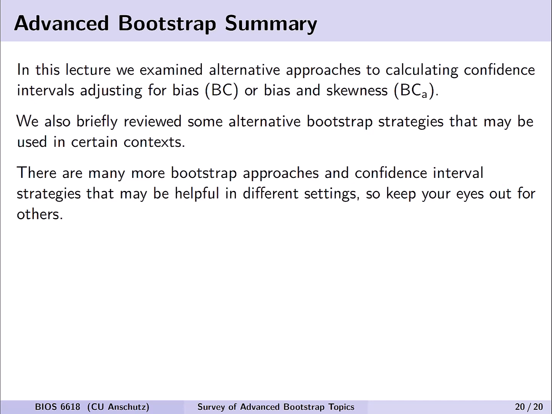So in this short lecture, we examined alternative approaches to calculating confidence intervals, including adjusting for bias and skewness. We also briefly reviewed some alternative bootstrap strategies that may be used in certain contexts, and oftentimes we'll have software available that you can find by searching in R, SAS, or other places to implement them. It's also worth noting here that while we've done a lot of different bootstrap things this semester, there are still even more bootstrap approaches and confidence interval strategies for the bootstraps that might be helpful in different contexts or settings.